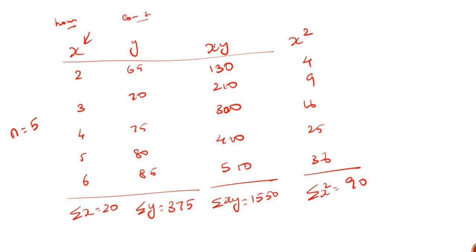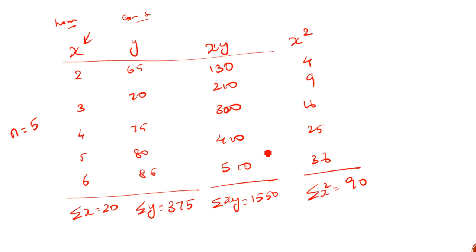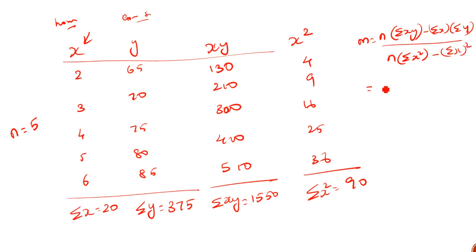So now again I go back to the exact equation. Kindly observe, m is equal to n into the summation of xy, subtracted by the product of the summation of x and the summation of y, and divided by n times the summation of the squared x variable minus the summation of x the whole square. Kindly observe this one. So let me write this equation.